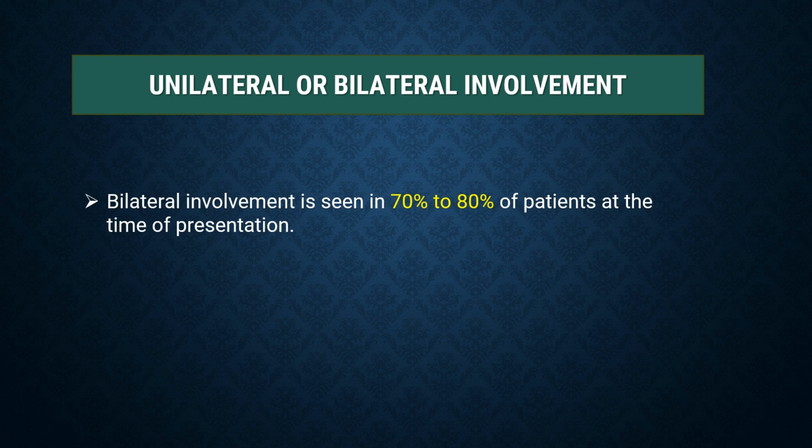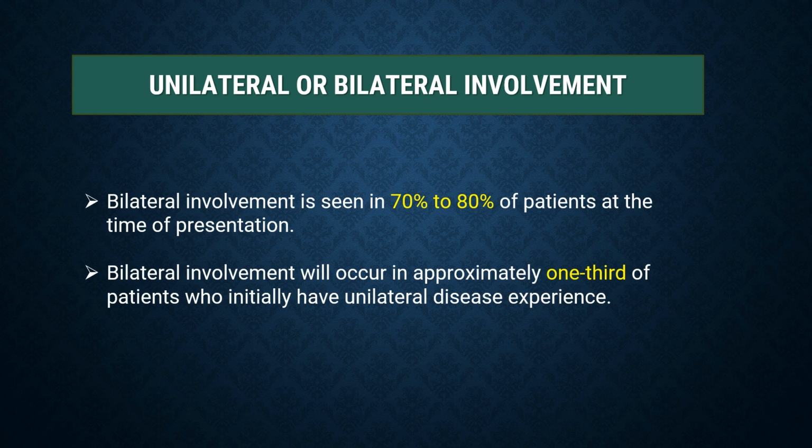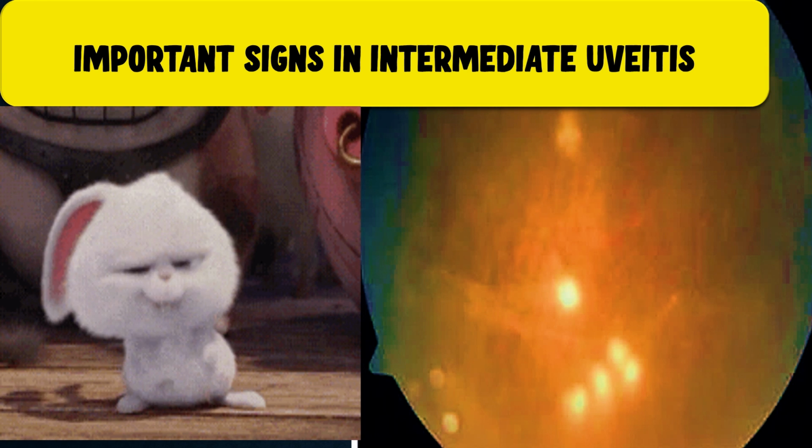Now, what about the laterality of the disease? Is intermediate uveitis unilateral or is it bilateral? Bilateral involvement is seen in about 70 to 80% of the patients at the time of presentation. However, in patients who have unilateral disease, approximately one third of them are ultimately going to have bilateral involvement.